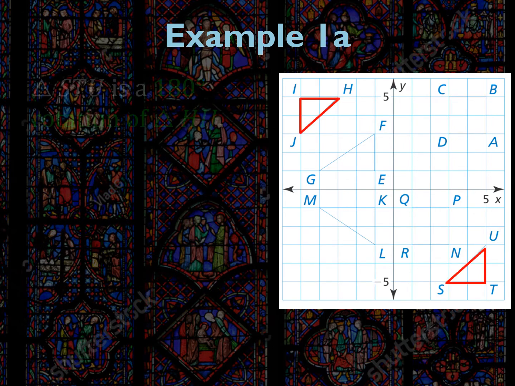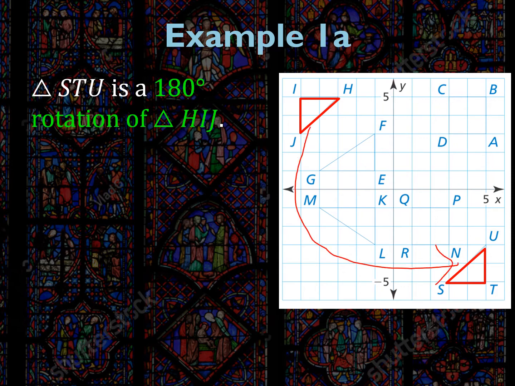We also have triangle HIJ and triangle STU, and triangle STU is a 180-degree rotation of triangle HIJ. So if you rotate it, turn your paper upside down, you'll notice the coordinates are exactly the same. So because it's a rotation, and rotations are rigid motions, we would say triangle HIJ is congruent to triangle STU.